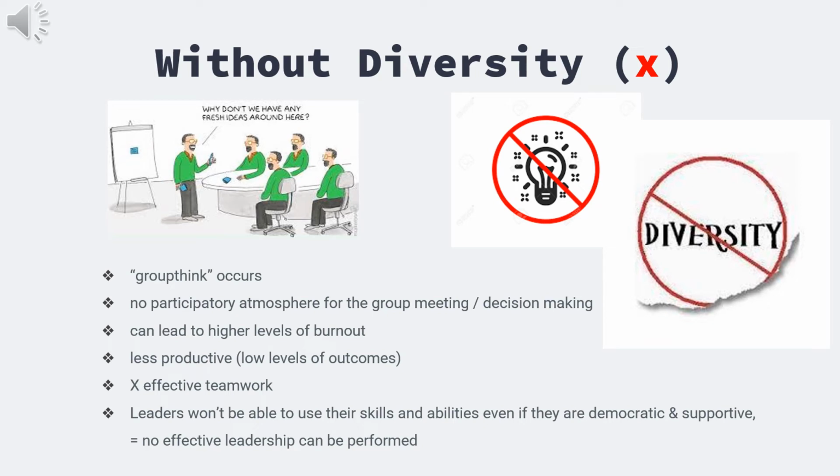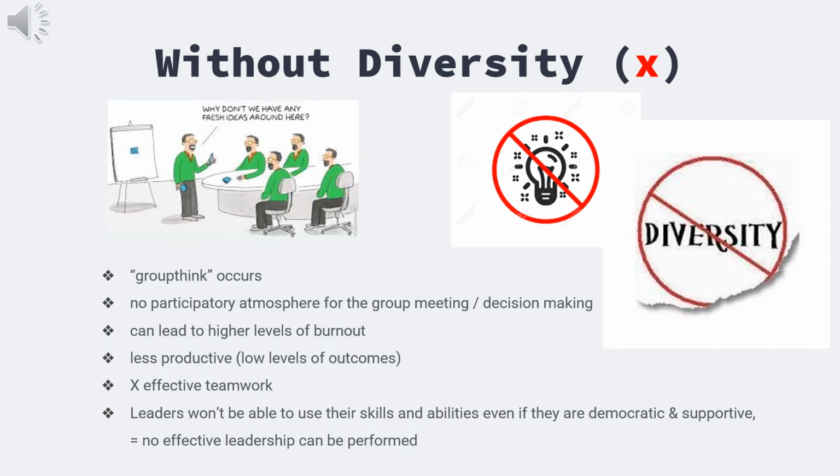Then, what happens when there is no diversity existing in a company? What kind of problems might occur? First of all, as we had emphasized before, groupthink occurs. No participatory atmosphere will be given for the group meeting or the decision making. And this can also lead the employees to have higher levels of burnout, which will result in less productive working skills. There wouldn't be any effective teamwork either. Most importantly, the leaders won't be able to use their skills and abilities even if they are democratic or supportive, which means that there won't be effective leadership performed.